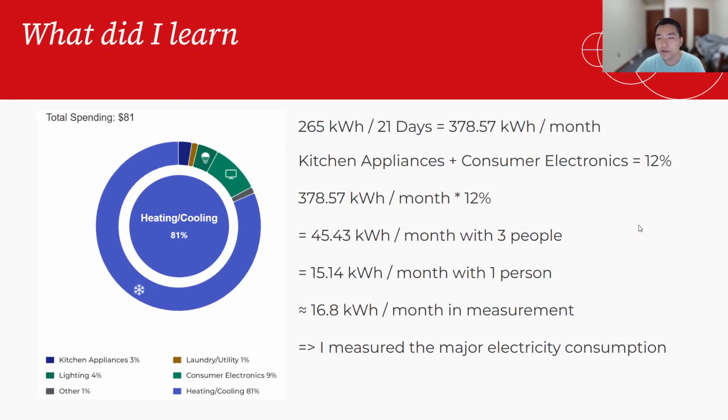Compared to the actual electric bill, I measured the majority of the electricity consumption I'm using. All 3 of us use 378 kilowatt hours per month, and the kitchen appliances and consumer electronics are about 12%. On average per person that's about 15 kilowatt hours, and I measured about 16.8, which means I captured the majority of consumption with a little deviation, but it's close enough.